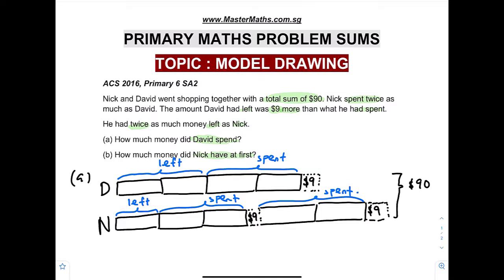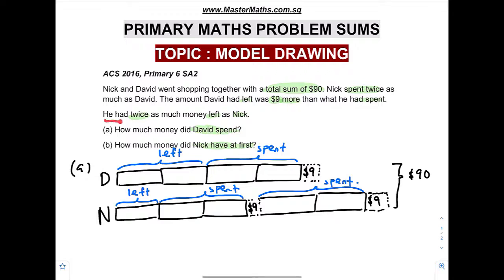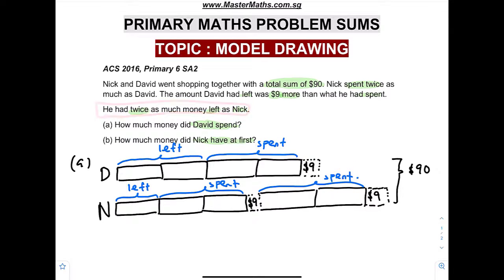Now in order to do this, we can draw for ourselves a model. I've already drawn it for you. Let me explain this model. We can start with this section here. He had twice as much money left as Nick. So for David, we can draw two complete boxes for the amount of money he had left. And for Nick, just one box.